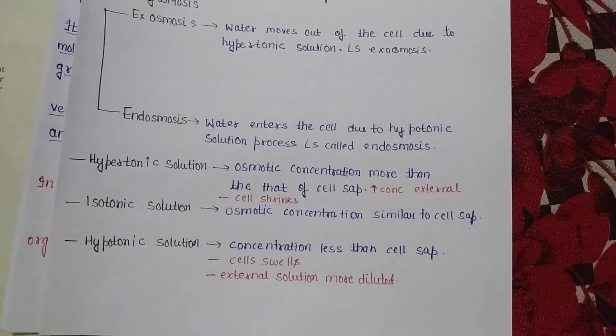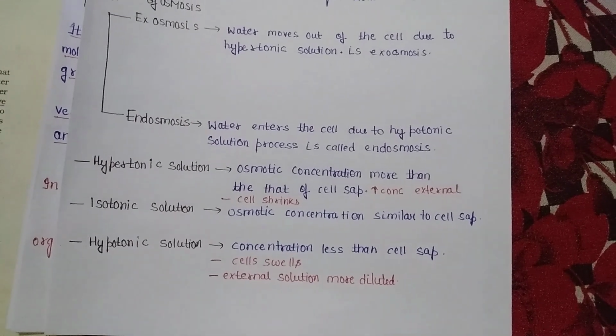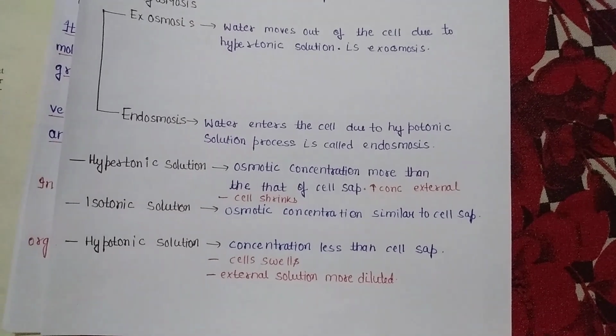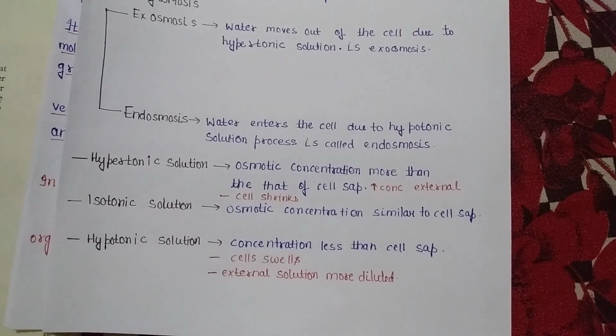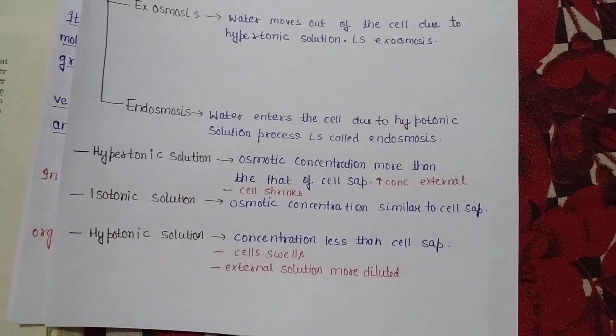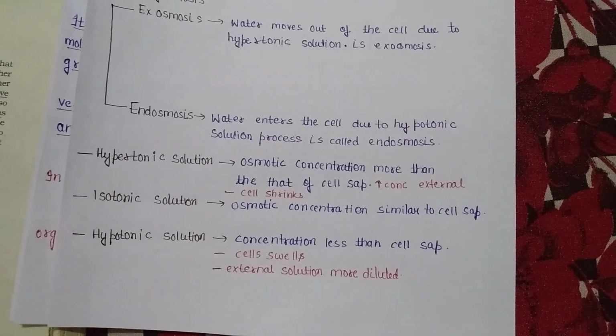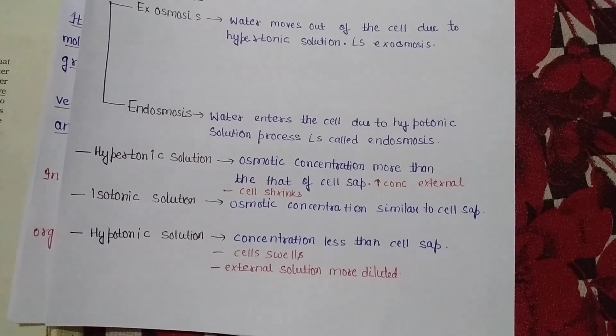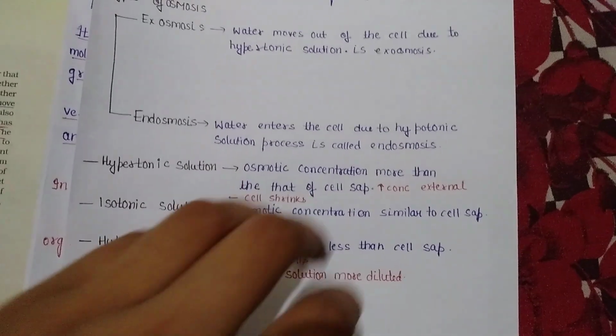In an isotonic solution, both concentrations are similar to the cell. Hypotonic is when the outer solution is diluted, not concentrated. In this, the solvent moves inside the cell and the cell swells.